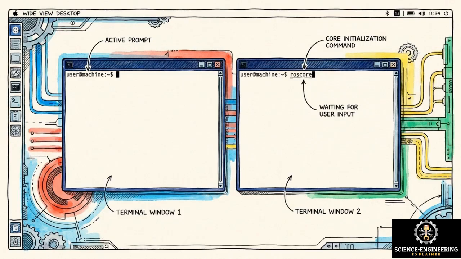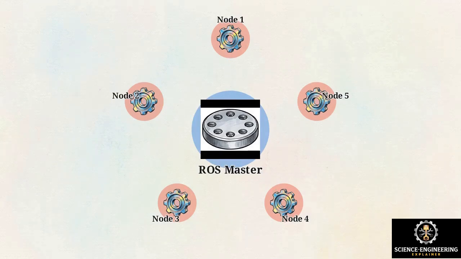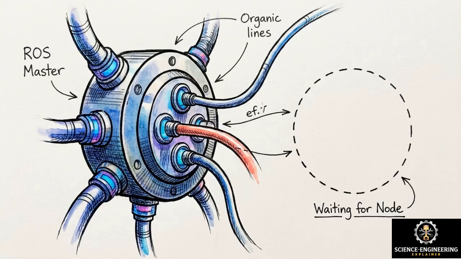Now open a second terminal window and type roscore. This diagram illustrates the ROS master. It acts as a central lookup service that nodes use to find each other. Without the master active, individual nodes have no way to establish the peer-to-peer connections required to share data. With the master running, your network is ready to host the telemetry node.